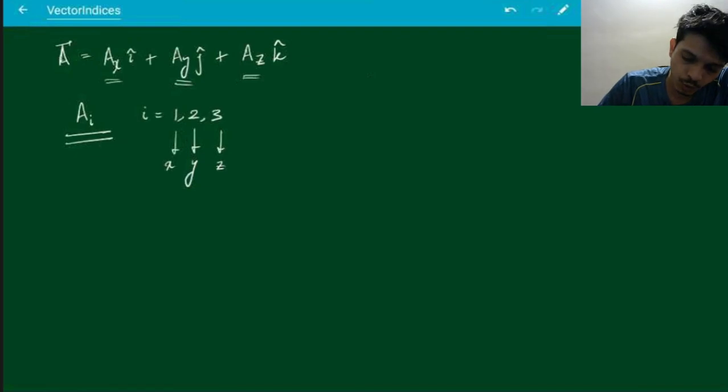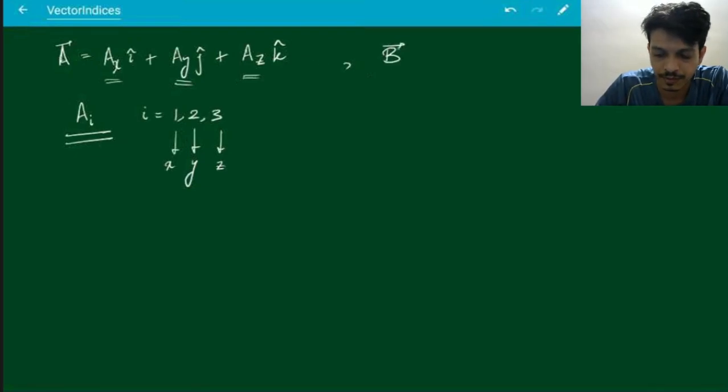Now suppose I have two vectors. So I have A, and now I also have a vector B, which similarly has its own components, and we are going to call those components Bi, where again i can be 1, 2, 3.